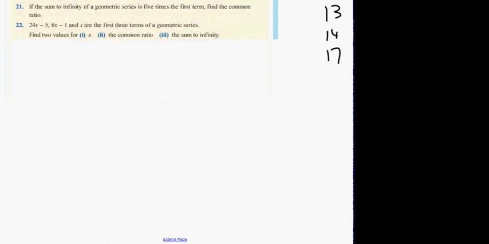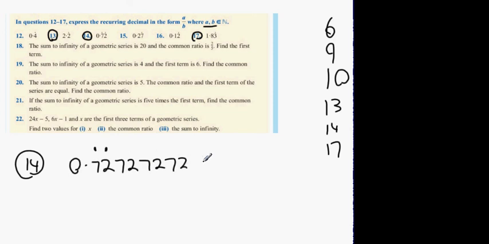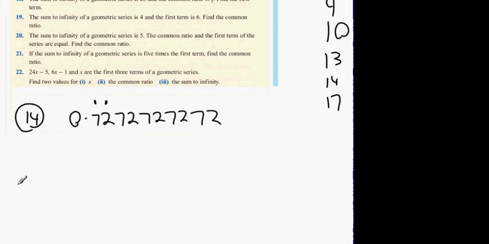Okay, so in question 14, what we have is 0.72 recurring on both of them, so it's going to be 0.72, 72, 72, 72, 72. Now this one is, if you take the first two, it's 72 over 100. The next two are technically 72 over 10,000.